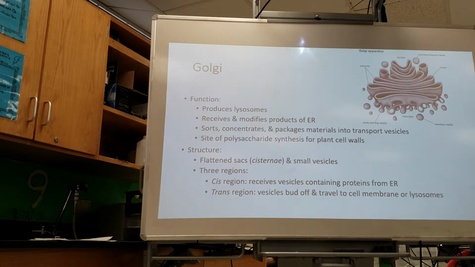It's got distinct regions. There is a side that always faces towards the endoplasmic reticulum, and the other side always faces towards the cell membrane. They're actually called the cis and trans region. Cis meaning facing the same part of the cell, part of the same cell. Trans meaning getting ready to transport. I'm facing the opposite, or facing what's going to exit the cell.